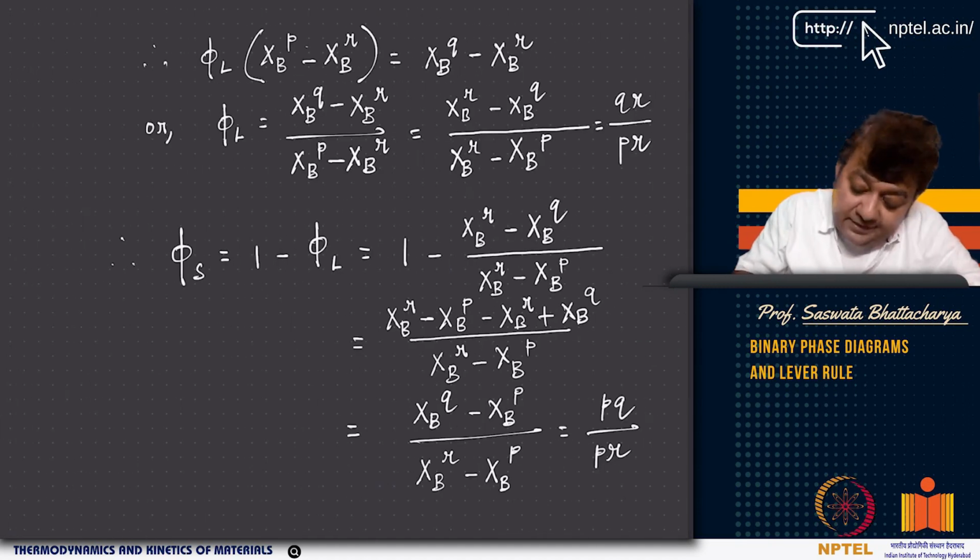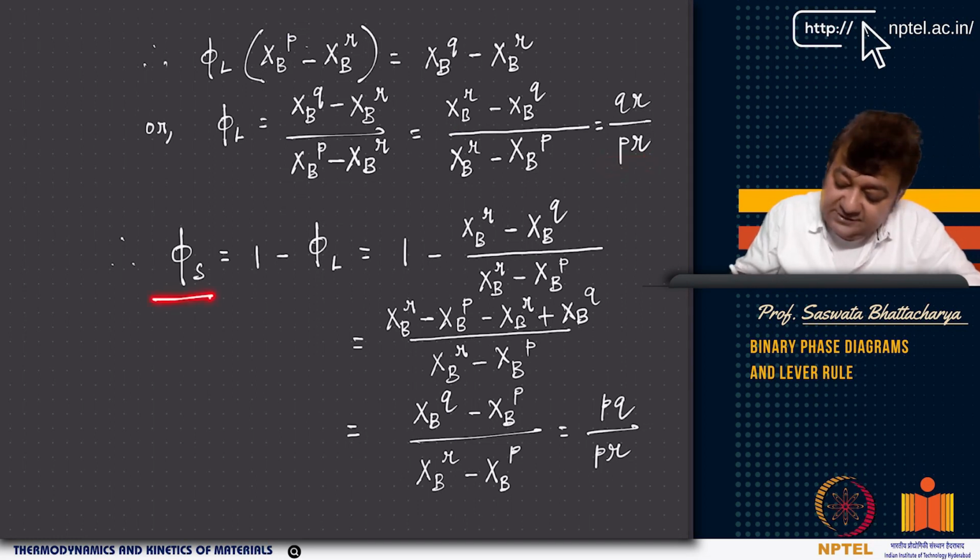You basically get phi L, which is XBQ minus XBR by XBP minus XBR. If I take the other way, I can take XBR minus XBQ, right? XBR minus XBQ is nothing but QR, and XBR minus XBP is nothing but PR. So I can do phi S also, which again comes out to be PQ by PR. You can do this algebraic manipulation and see, and basically you get phi S and phi L. So phi L is QR by PR and phi S is PQ by PR.